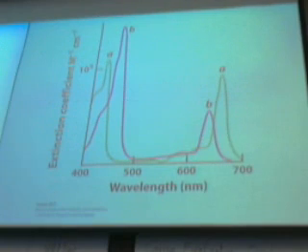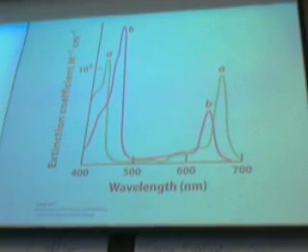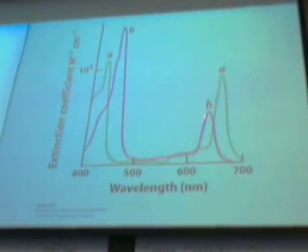Here's the spectra of these two chlorophylls, A and B. They have an absorption out in the red region of the spectrum between 650 and 670 or so, one for the B and one for the A. And then they have a bigger absorption band down here in the blue region of the spectrum. So that's what that looks like.